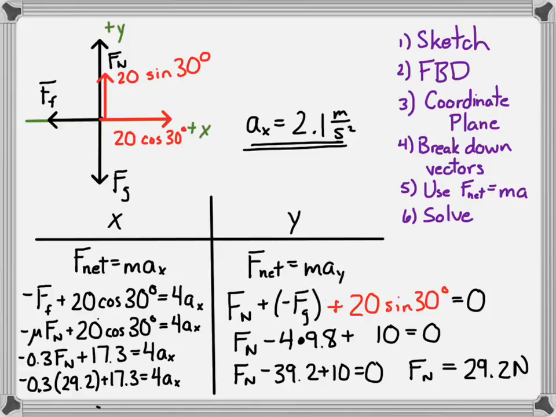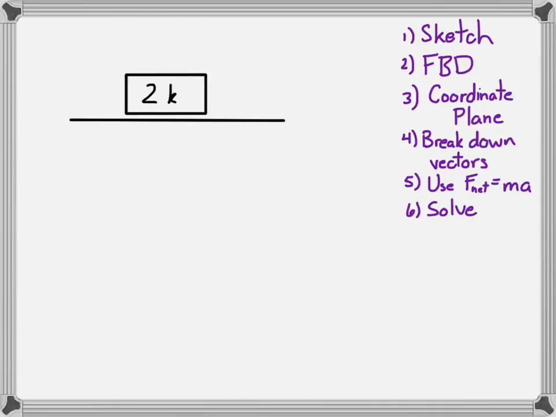Before I end this video, I want to give you another problem that you can look at. I'm going to give you the problem first and then the steps that I took. This is another problem, very similar. Let's say we are now, instead of pulling up and to the right on the block, pushing down and to the left. So now we're pushing down and to the left on the block with a 40 Newton force. Our coefficient of kinetic friction is 0.1, and we have a 2 kilogram block.